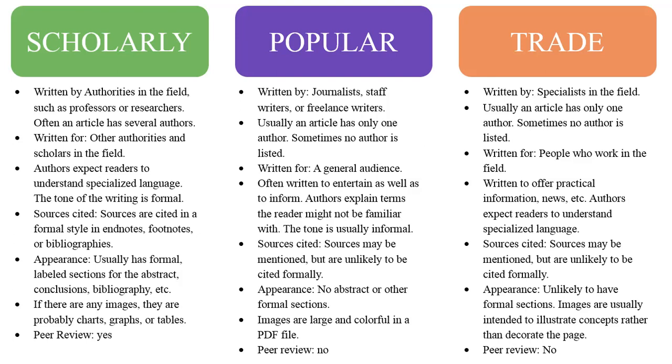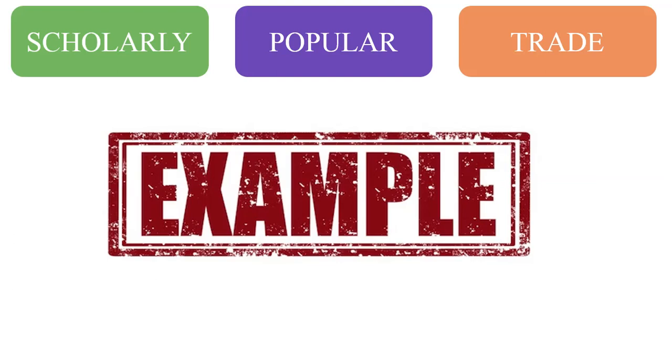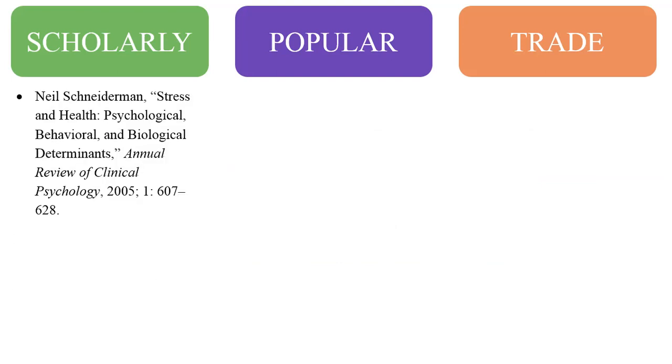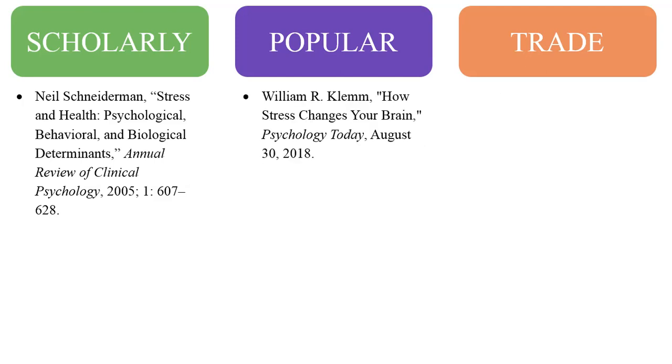So if this all seems a little hazy, let's get to some real examples here to help us understand the difference between the three types of articles: scholarly, popular, and trade. Scholarly articles. Let's take a look at this title here. Neil Schneiderman, Stress and Health: Psychological, Behavioral, and Biological Determinants, published in the Annual Review of Clinical Psychology, 2005, Volume 1, pages 607 to 628. That is a scholarly article.